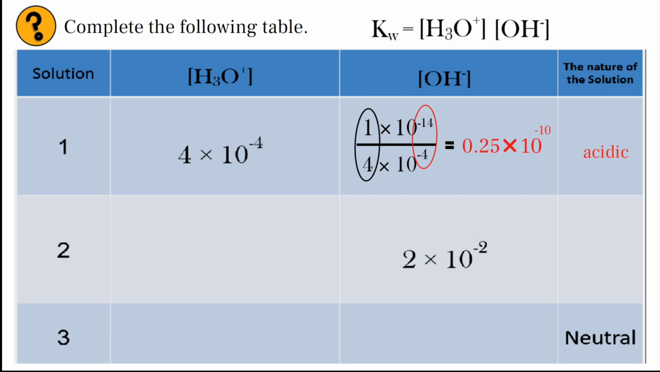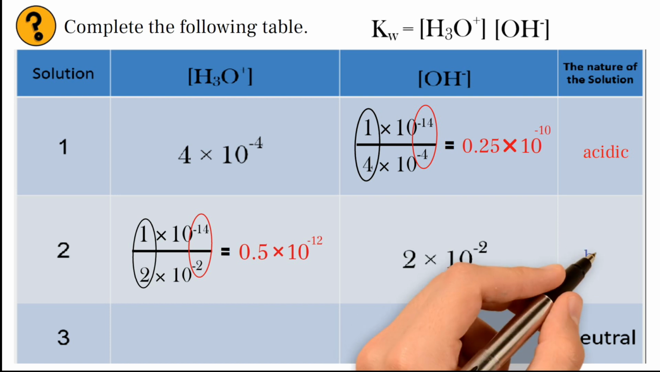The second solution requires us to find the concentration of H3O+, so we will divide Kw by the concentration of OH-. We start by dividing the integers. The result is 0.5. Then we subtract the exponents from each other, so the result equals 10 to the power of minus 12. The nature of the solution: the concentration of H3O+ is less than the concentration of OH-. This means that the nature of the solution is basic.